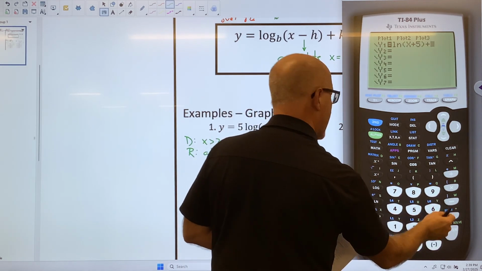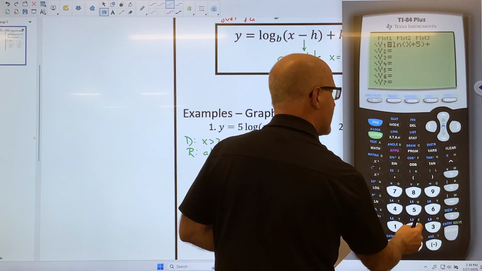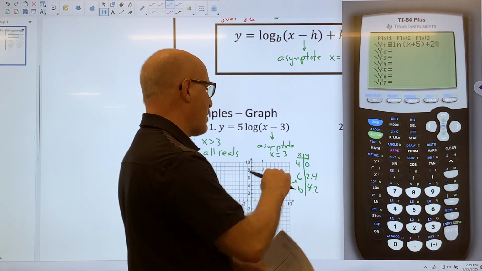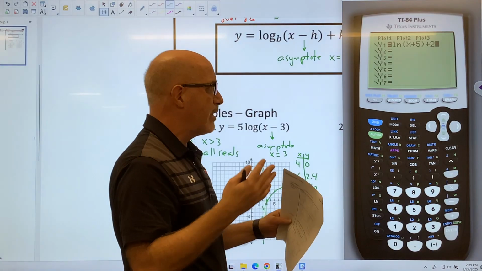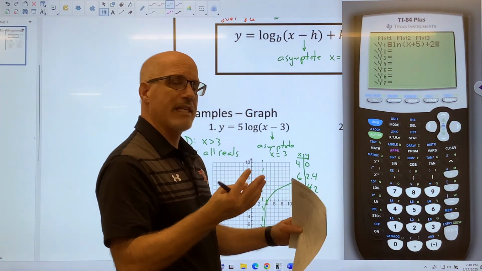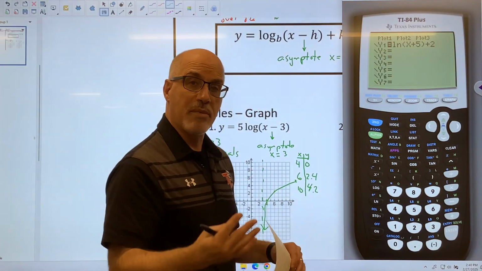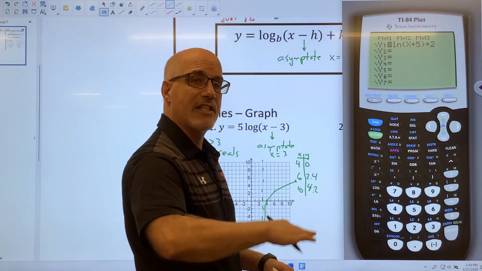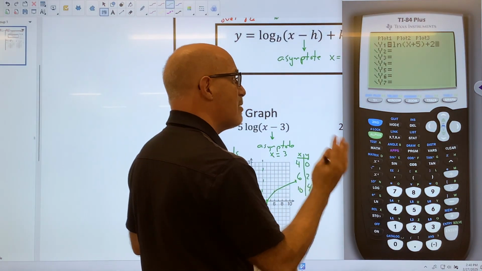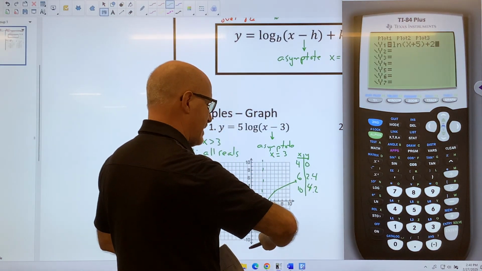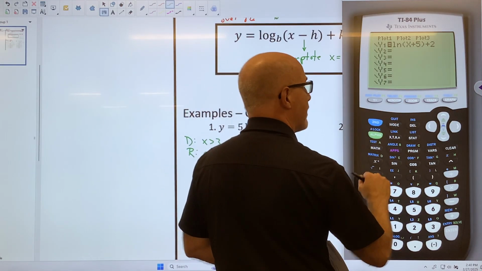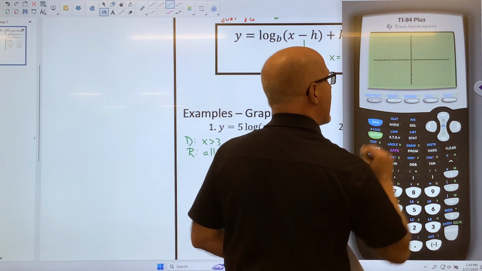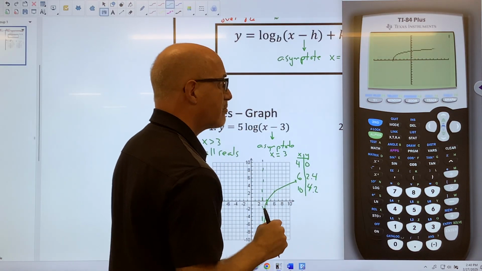Now this +2 actually does impact the graph by moving it up 2 units, but because of the curving nature of this, it's hard to see that. If you have time, you could explore by taking off the +2 and comparing it to this one. You'll see that it's been shifted up 2 units, but we just see that same behavior, coming close to the asymptote and then curving away from it.